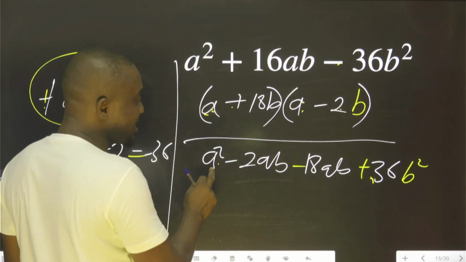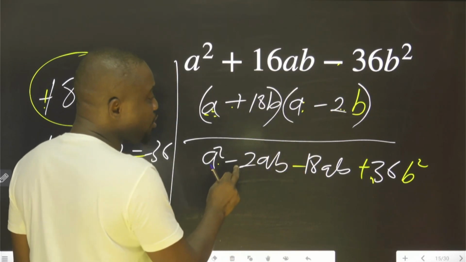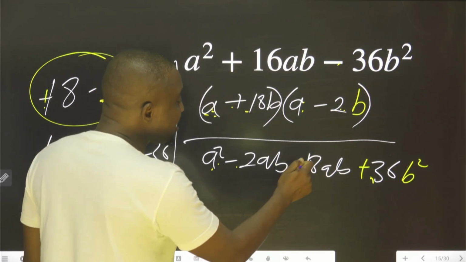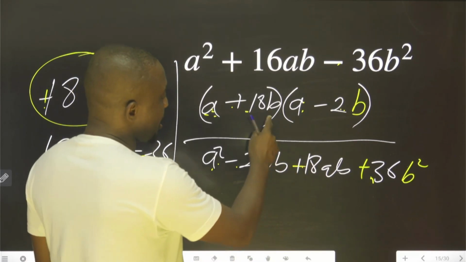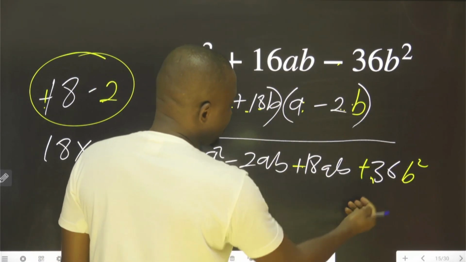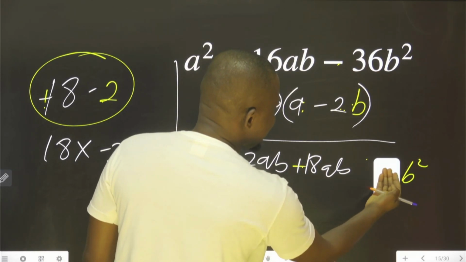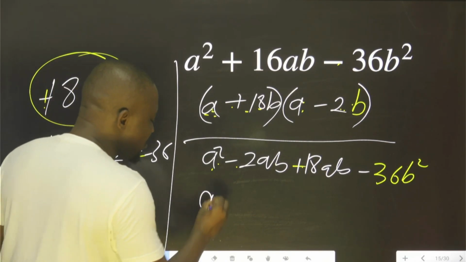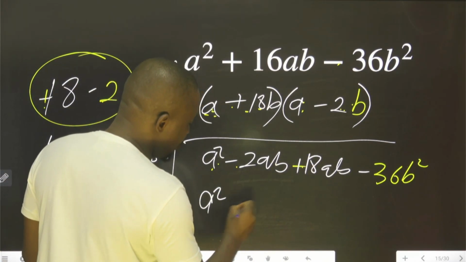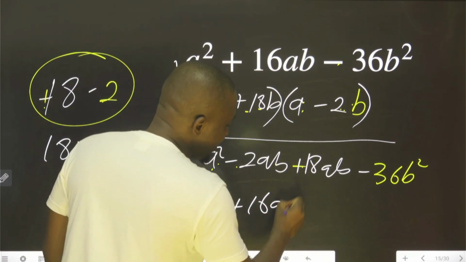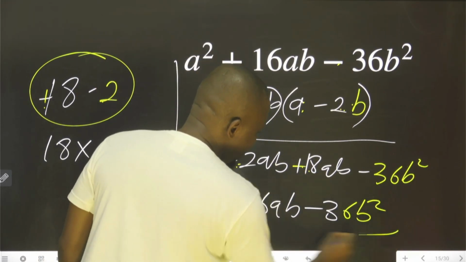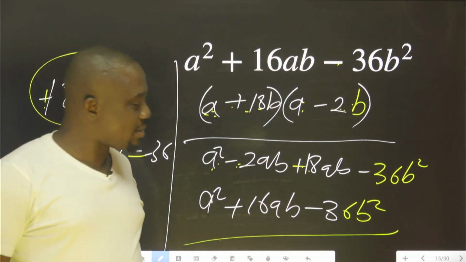This multiplied by this is this. This multiplied by this is minus 2ab. Right? This multiplied by this is plus 18ab. This multiplied by this is minus 36b squared. Therefore, a squared now, this and this will produce plus 16ab minus 36b squared. I see this and this are correct.